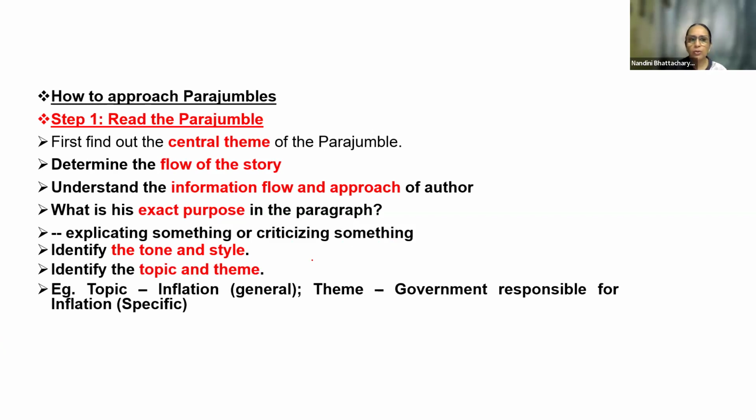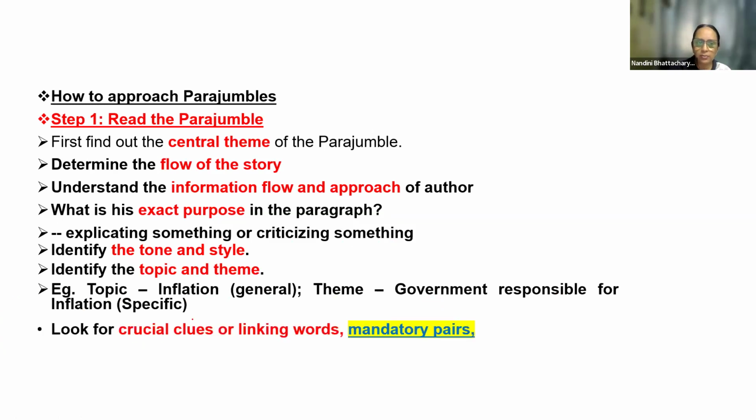The theme should be followed. Suppose the topic is given as inflation in general. It begins with a general statement on inflation. Then it goes on to the government's responsibility for inflation and the various reasons, maybe. So you have to see what the passage is talking about. What can be the introductory sentence? What can be the concluding sentence? What comes in the middle?